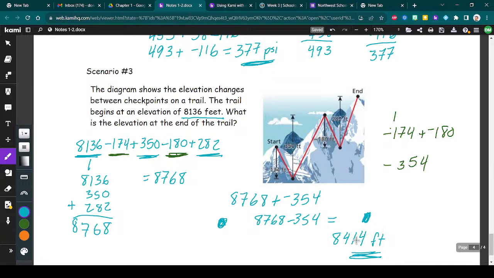And this answer is positive because the 8,768 is positive, and it's the bigger number. So the big idea here is that if we have the same signs, we add and keep the sign. If we have different signs, we subtract and keep the sign of the bigger number.